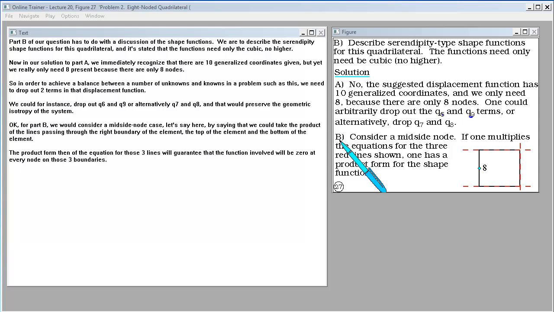Okay, for part B, we would consider a mid-side node case, let's say here, by saying that we could take the product of the lines passing through the right boundary of the element, the top of the element, and the bottom of the element. The product form of the equations for those 3 lines will guarantee that the function involved would be 0 at every node on those 3 boundaries.